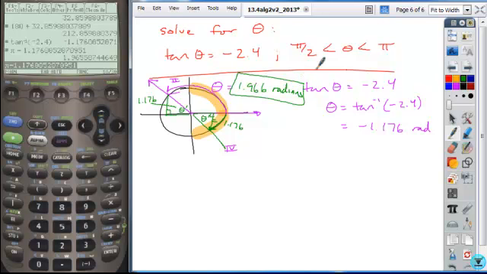Okay, and you can test and see, again, pi is about 3.14. Over 2, if you were to look at that value, is a little over 1.5. So does 1.966 fall between those values? Yeah, so it's consistent with what you would expect from that.